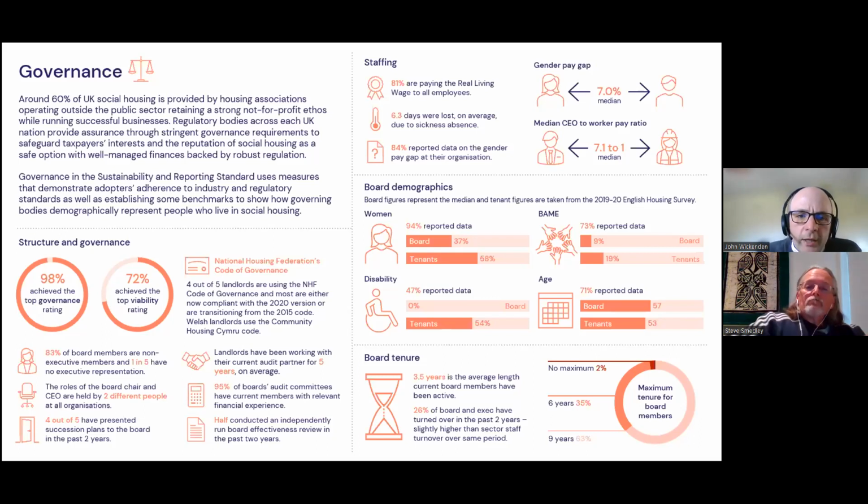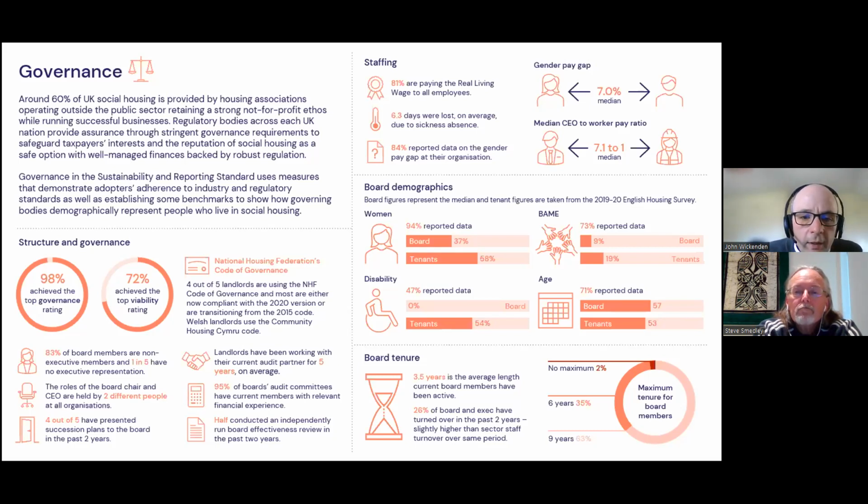Just to be clear, this 47% here was the median figure for those that did report data on it. So 47% of landlords reported data on it, and out of those, none of them reported disabled board members. Whereas if you look at what it says in the English Housing Survey, 54% of tenants were disabled. So it gives you an idea about underrepresentation in governance structures.